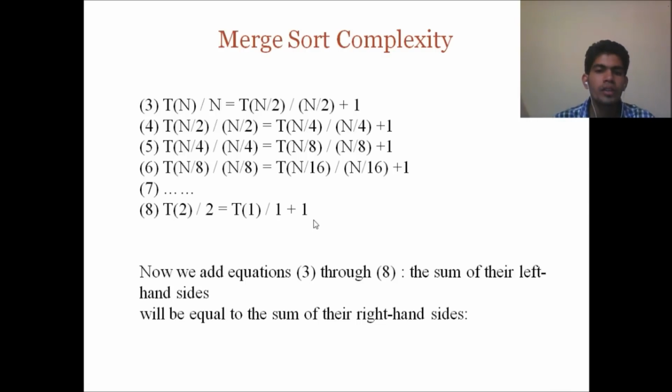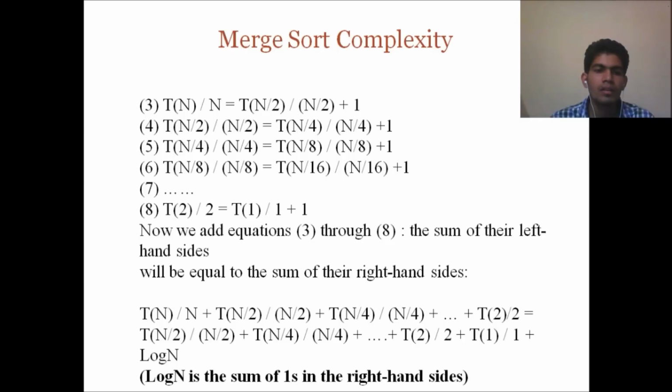Now we add the equations 3 through 8, that is 3 plus 4 plus 5 plus 6 plus 7 plus 8. The sum of the left hand sides will be equal to the sum of the right hand sides. So we obtain T of n by n plus T of n by 2 divided by n by 2 plus T of n by 4 divided by n by 4 up to T of 2 by 2, and this on the right hand side. Here we get a term log n. Log n is the sum of ones in the right hand sides, that we can see here: 1, 1, 1. The number of equations is not linear. It is n divided by 2, divided by 4, divided by 8, so it is log n.